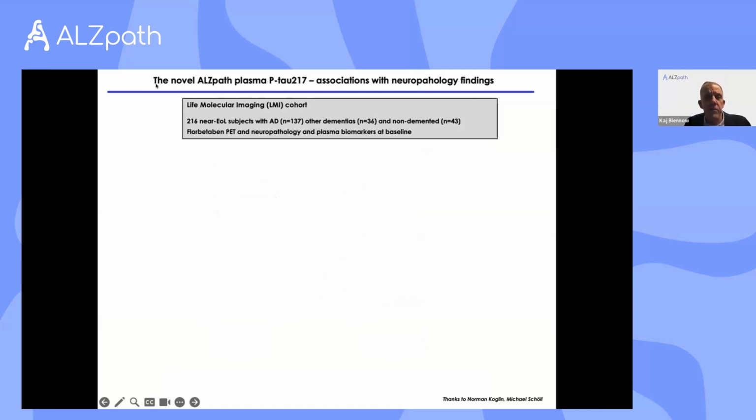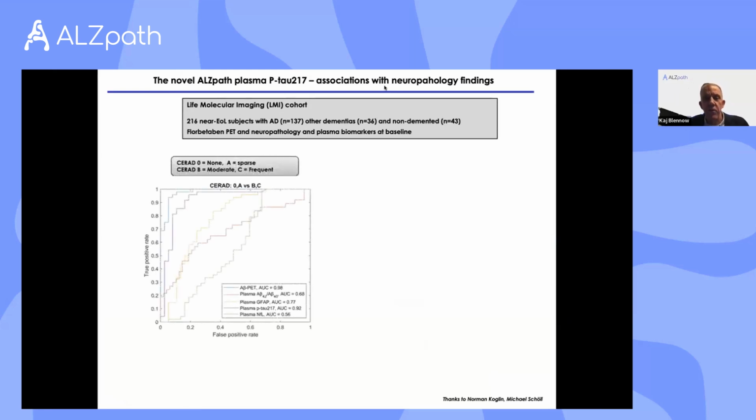But I will also show you some data in relation to neuropathology. So this is from the Life Molecular Imaging cohort. It's a study with Norman Coughlin in Germany and Michael Scholl in Gothenburg. So it's more than 200 near end-of-life subjects with AD, other dementias, and also non-demented. So there you have not only amyloid PET but also neuropathology to compare with the plasma biomarkers.